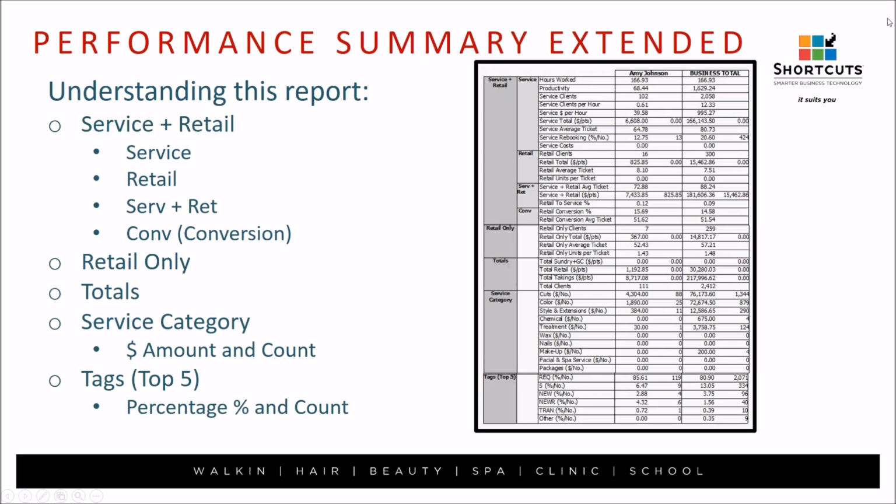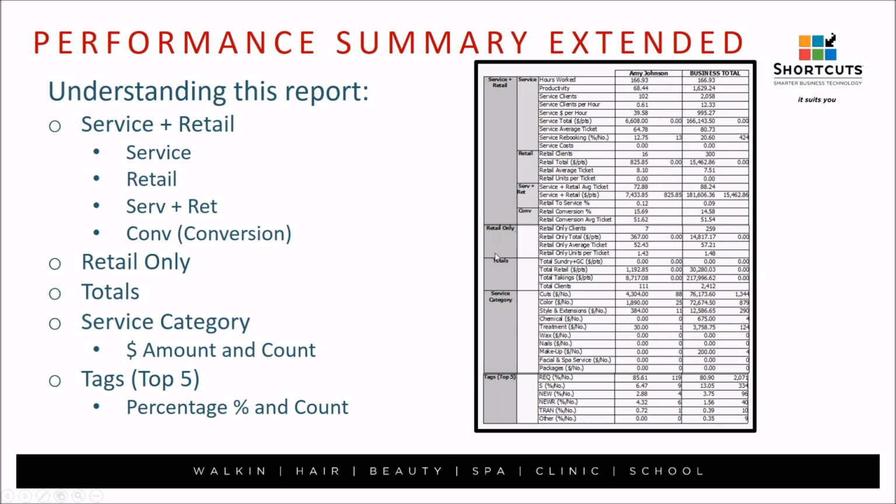So the next performance summary report would be the extended report. This is just a little bit more in depth, so it is going to break it down with hours worked for that employee against productivity. With this report, you'll notice that there is a survey in retail category. This category holds all of the employees' service details, the retail plus the service and the retail combined, and then conversion.